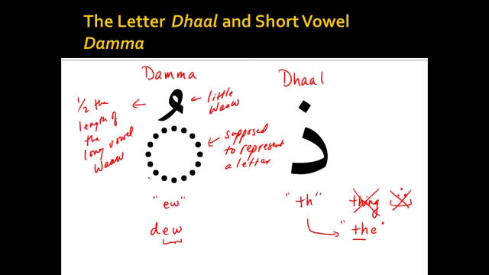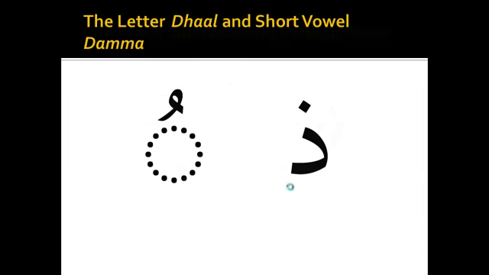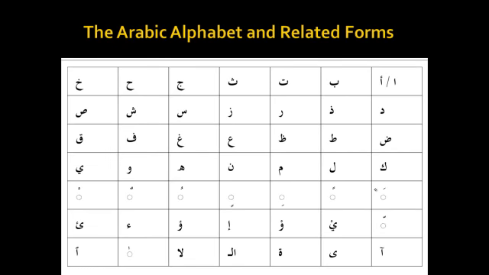Okay, let's move on. Let's look at the alphabet here. And here we have our letter Dhaal. Again, we're moving in this direction. And the Dhaal here is after the Dal. And our short vowel here is the Damma. So this is the Dhaal and the Damma.